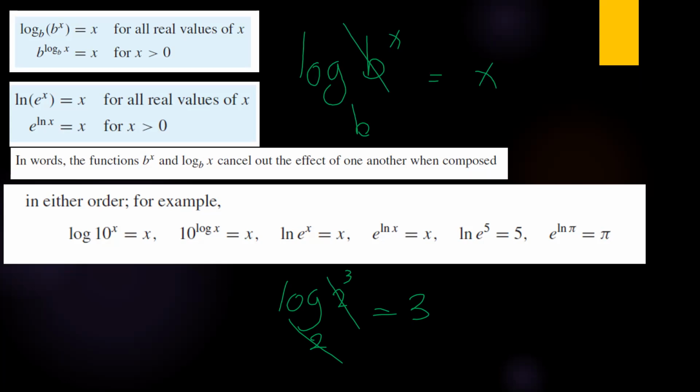For the second one, that's if you have b raised to the logarithm to the base b of x. Here, b and the logarithm are inverse to each other, so they can cancel. So b to the power logarithm to the base b of x, they cancel, so the answer is x.